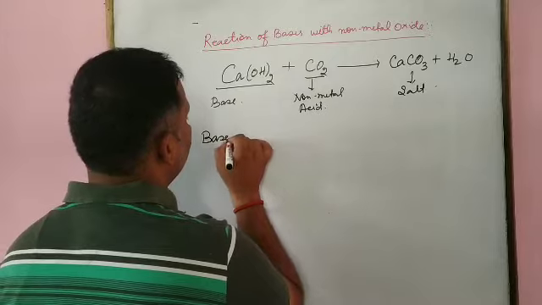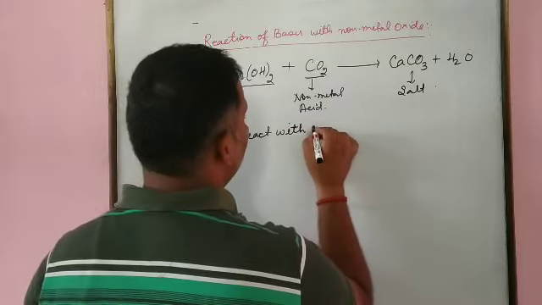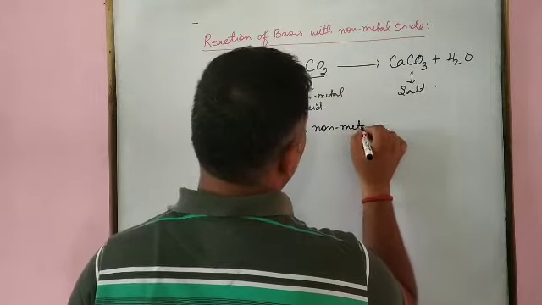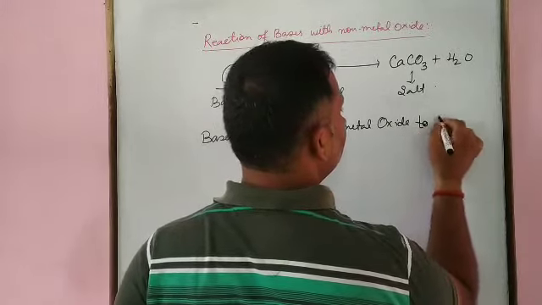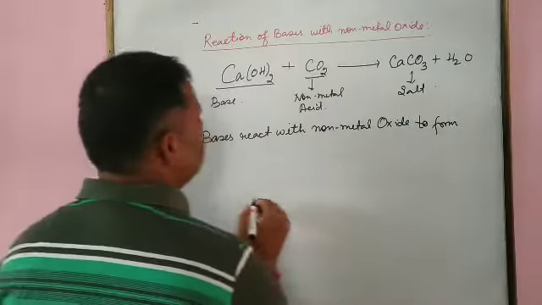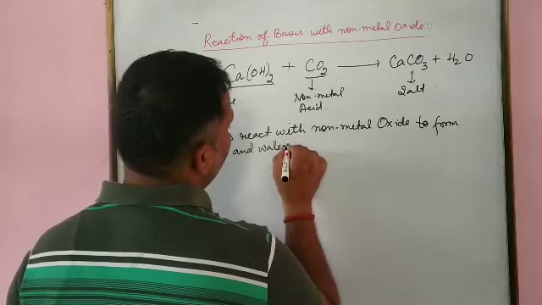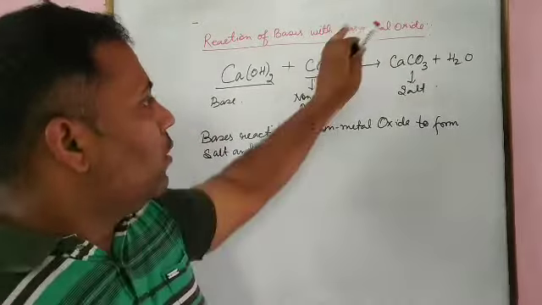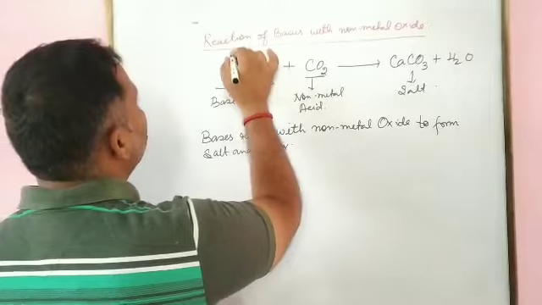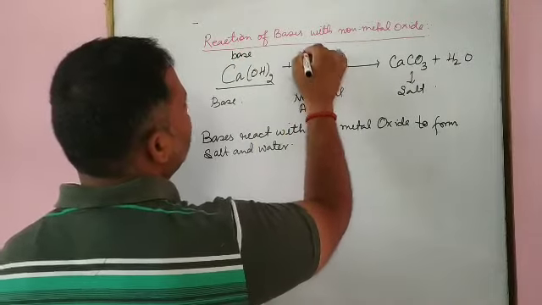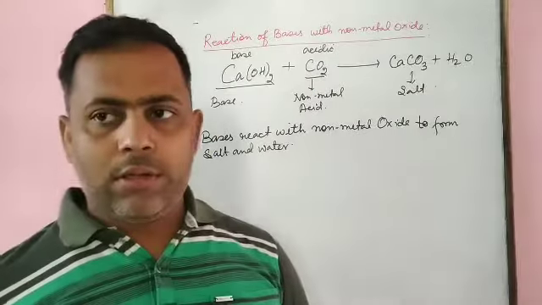Bases react with non-metal oxide to form salt and water. This is also a type of neutralization reaction, because this one is a base and carbon dioxide is acidic. It means it is a type of acid-base reaction.